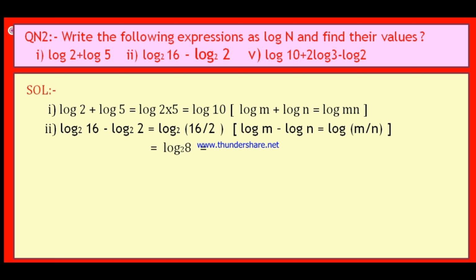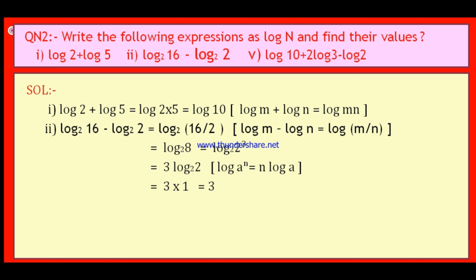16 divided by 2 is 8. Log 8 to the base 2. But you can write 8 as 2 cube. Log 2 cube to the base 2. Now, this exponent, you can write it as 3 log 2 to the base 2. How? Because log a power n is equal to n log a. Therefore, this is 3 log 2 to the base 2. Again, you can simplify this. As log 2 to the base 2 value is 1, therefore, this is 3 into 1. 3 into 1 is 3.